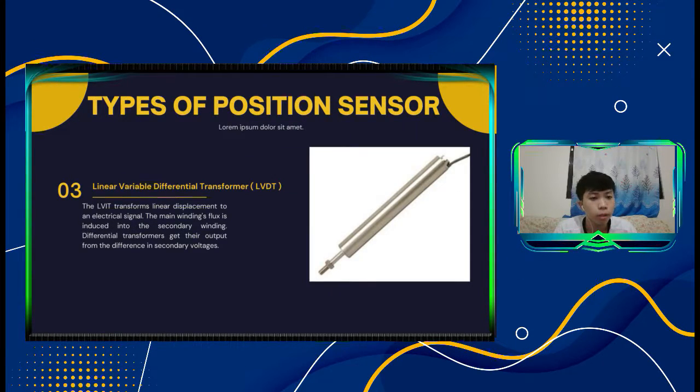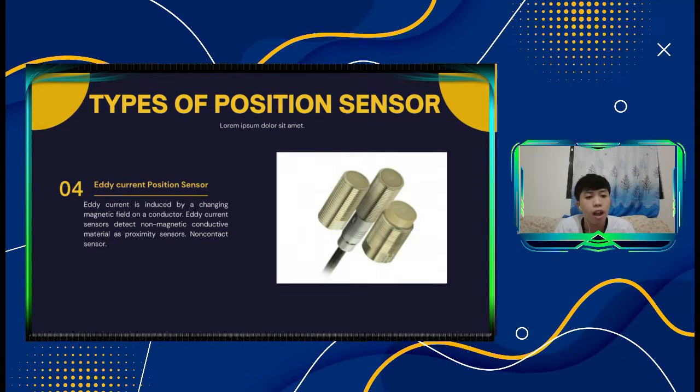Ang linear variable inductive transformer naman ang siya nagko-convert ng linear displacement upang maging electrical signal. Ang mutual induction, ito ang pinakamabisa na gawin lalo na kapag ang flux of primary winding ay na-induce sa secondary winding upang makuha ang output ng transformer na kinakailangan na kunin ang difference ng secondary voltage at yung tinatawag na differential transformer.